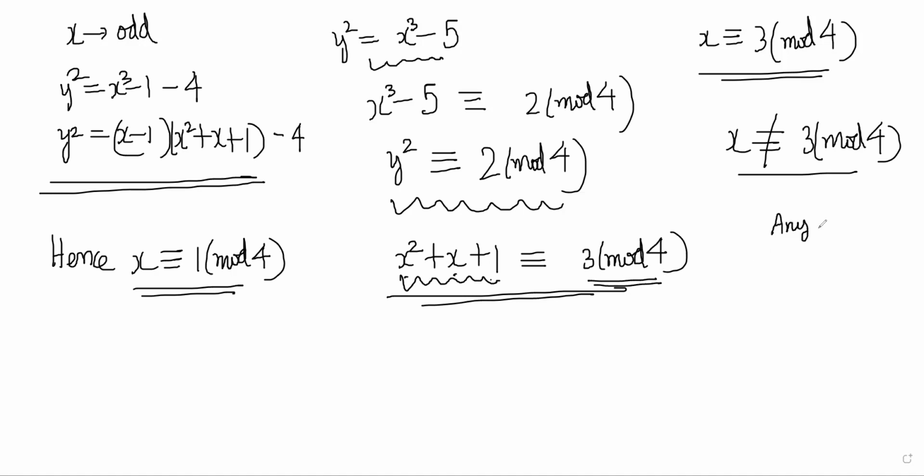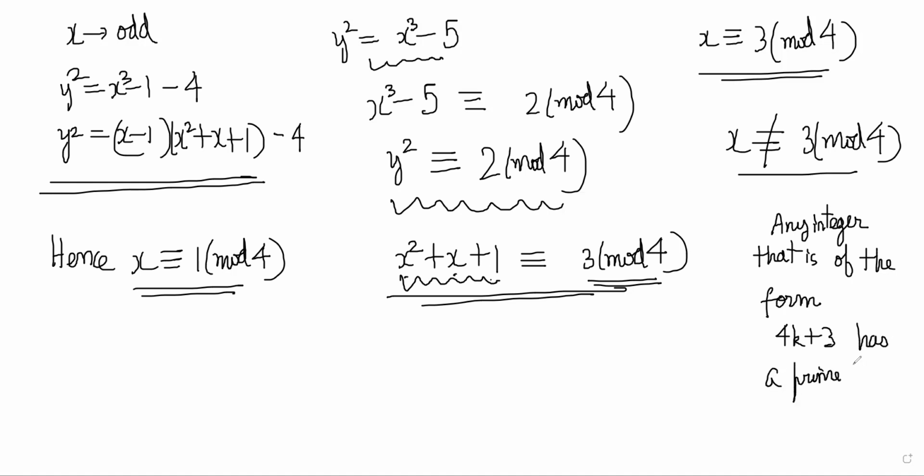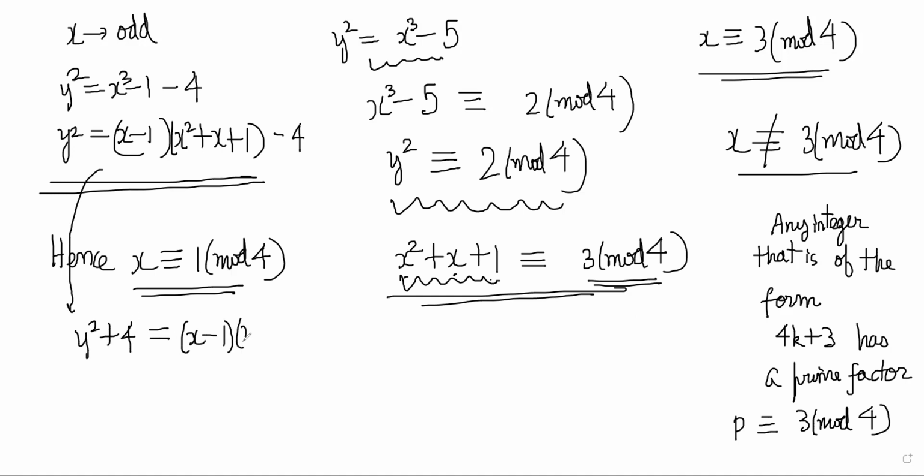Any integer that is of the form 4k plus 3 has a prime factor p, which is also 3 mod 4, 4k plus 3. So therefore, now we can write from here, y squared plus 4 as (x minus 1)(x squared plus x plus 1).